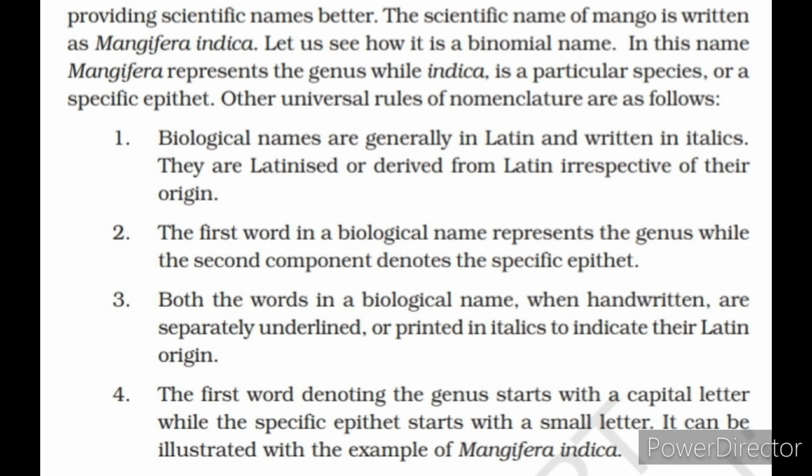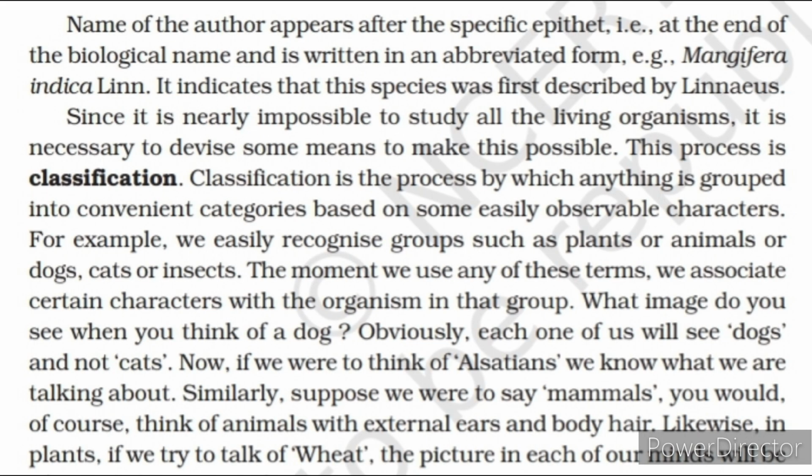5. Name of the author appears after the specific epithet, i.e., at the end of the biological name, and is written in an abbreviated form, for example, Mangifera indica Linn. It indicates that this species was first described by Linnaeus.